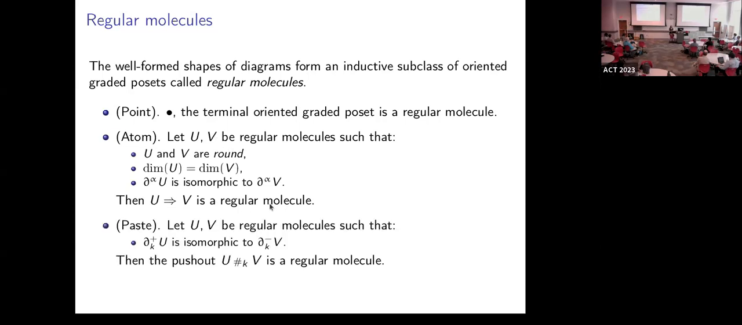Okay, and then the paste rule just lets us construct new regular molecules by pasting along their k-dimensional boundaries. So this works in the following way. We get two regular molecules, U and V, and a natural number k, which is smaller than the minimum of the dimensions of U and V. And then if the output k boundary of U is isomorphic to the input k boundary of V, then gluing these two regular molecules along their k-dimensional boundary is a regular molecule. So I will now continue by giving you some examples of the atom and paste rule, and then I will go and talk about the higher dimensional subdiagram matching problem.